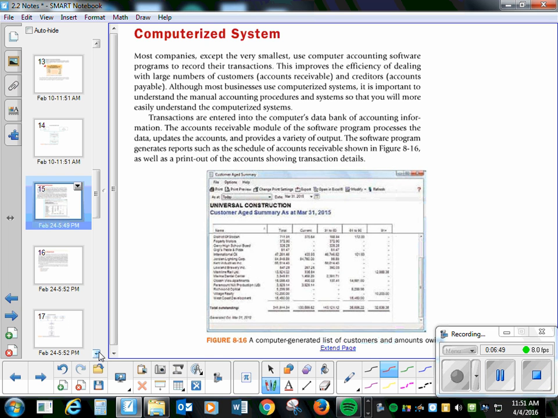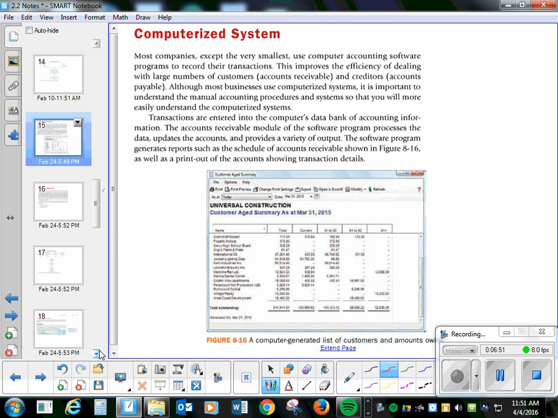Now the nice thing with accounting these days is everybody's using computers. This might be an example of one computer program that they might use. Unfortunately, in this course, we need to show you how to do it manually, and then a couple times throughout the course, I'll get you to look at things as it would look if you were using a computerized system.